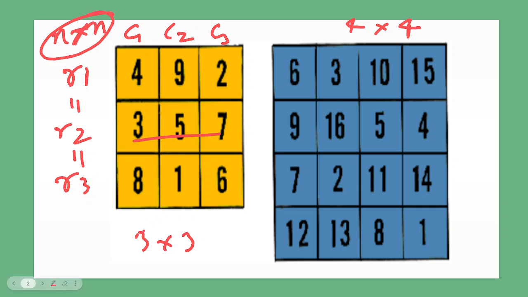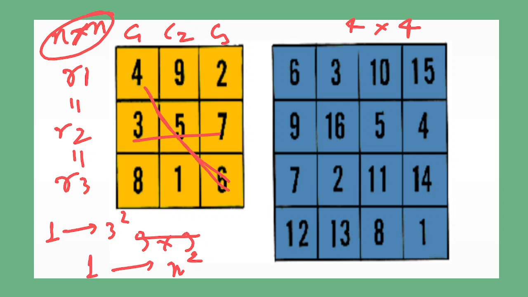And there is one more condition that you can use all the elements from 1 to n square exactly once. So since this is a 3 cross 3 matrix, I can use all the elements from 1 to 3 square, that is 9, exactly once. The leading diagonal, let's say from top left to bottom right, and the diagonal from bottom left to top right, these two diagonals should also have the same value if I sum the elements of these diagonals.